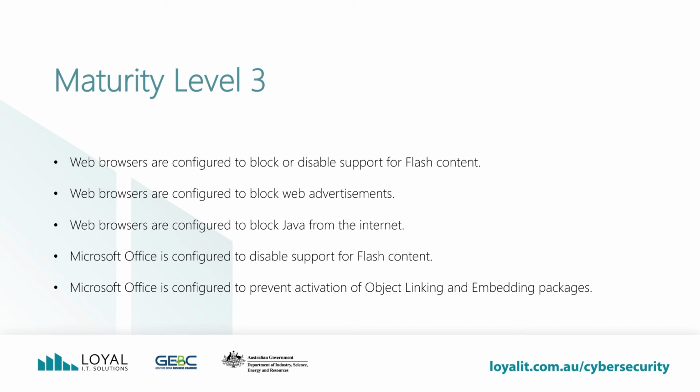Microsoft Office is configured to disable support for Flash content. This is harder than it sounds, but possible. The best solution is to uninstall Flash from your computer altogether. If you have Windows 10, Microsoft will take care of this for you. Microsoft Office is configured to prevent activation of Object Link and Embedding packages. Like macros, these should be disabled unless you actually need it. Disabling isn't difficult, but does require some technical ability, which we will discuss in the premium membership.